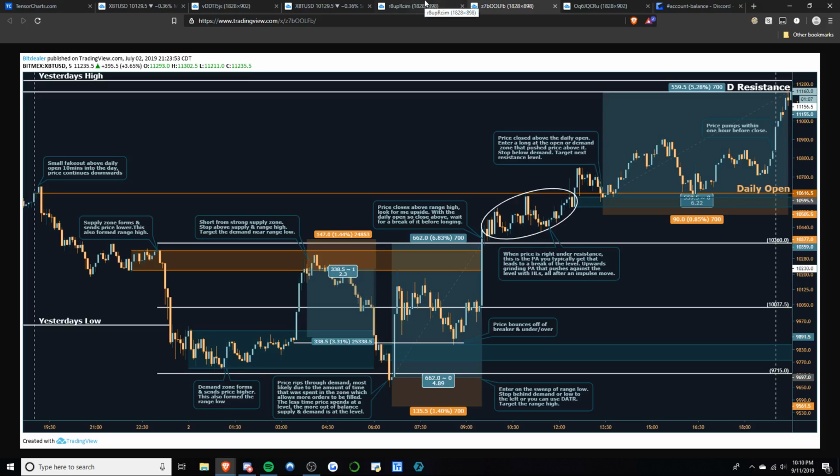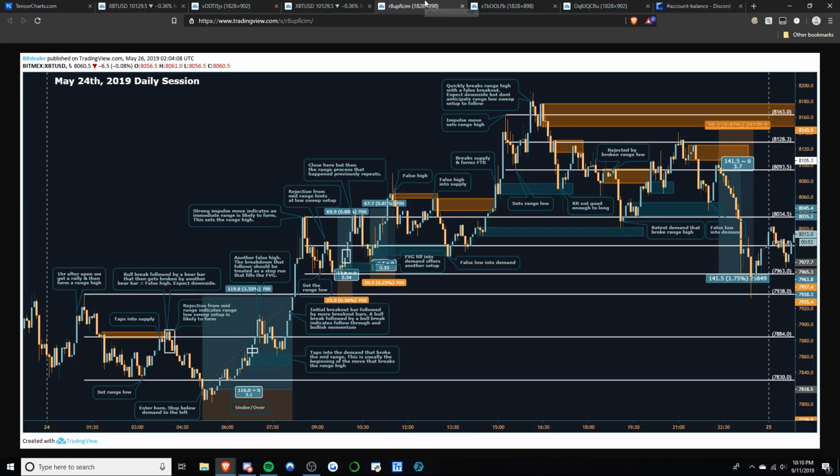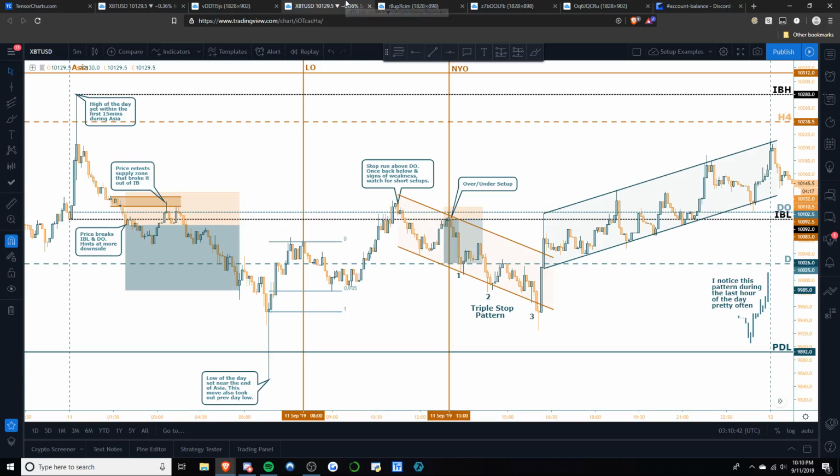And these are just a few more examples. These are already in the journal. You should be able to find them in there. But I think that's about it for now.